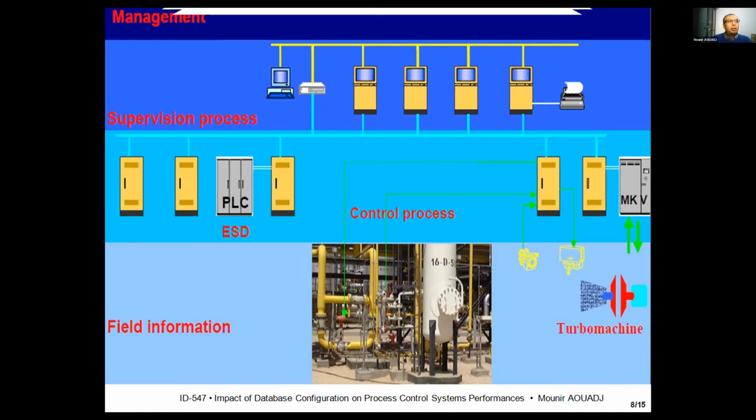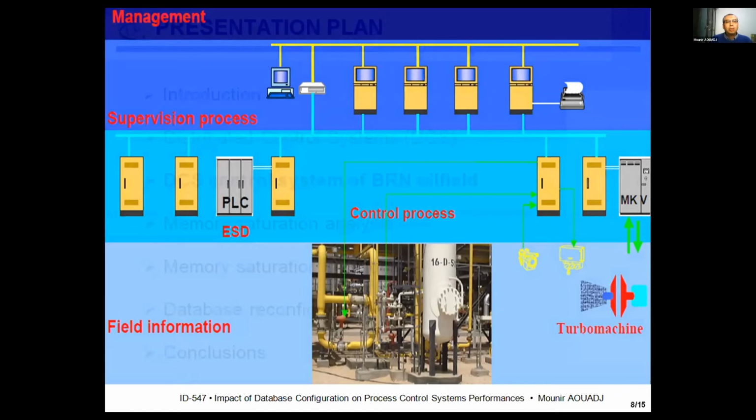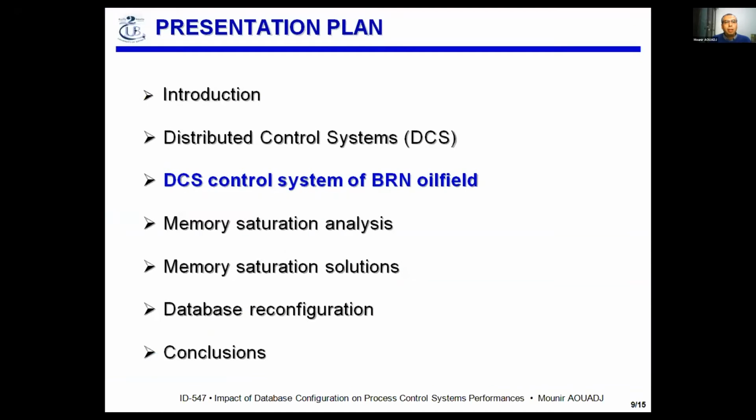So we can find on top of the architecture an upper level corresponding to computer management of all acquired process data. Typical software found here is the ERP, or enterprise resource planning. As a case study, we have taken the DCS of an oil field, Bir Ba'nor, in the Sahara Desert of Algeria.